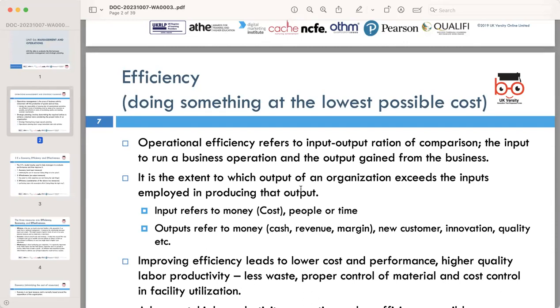So, input refers to money, cost, or people, and output, obviously, cash, revenue, or margins, new customers, quality, innovations, etc.